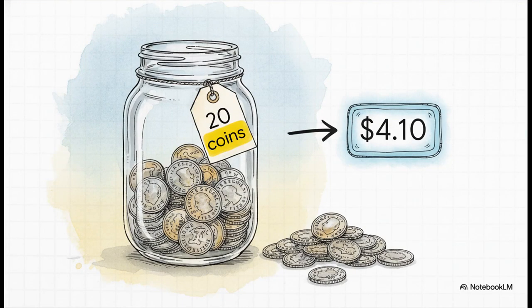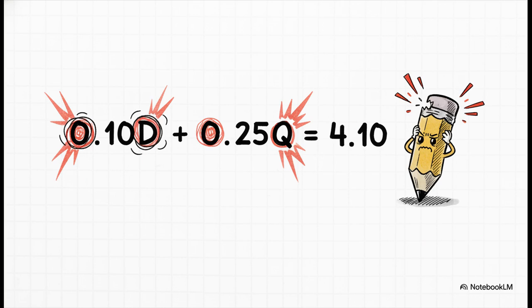This time we have 20 coins, and they're worth $4.10. Now, the only new thing here is that our values, a dime and a quarter, are decimals, and that can look a little messy. So our first attempt at the value equation looks like this. It's technically correct, but working with all those decimals can be a real pain, and it's easy to make a little slip-up. But don't worry, there is a fantastic trick for this.